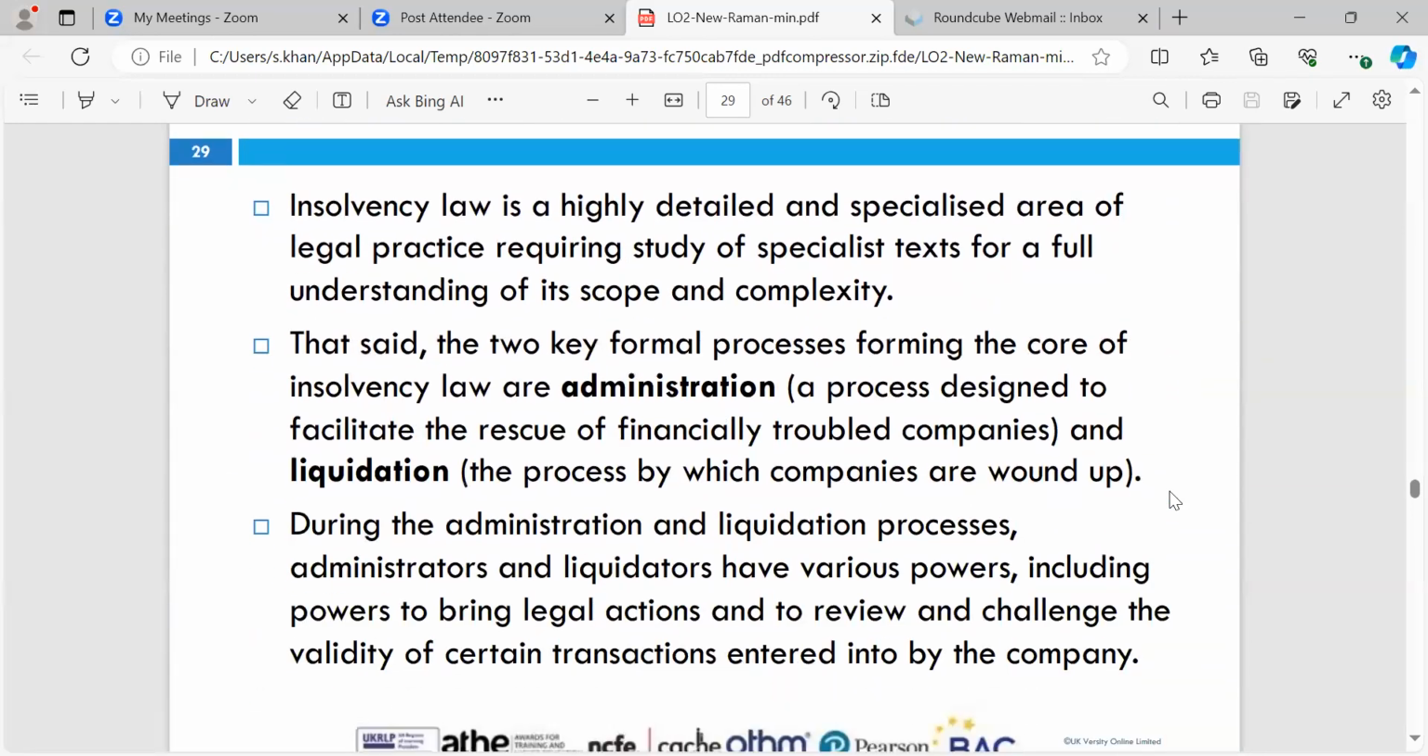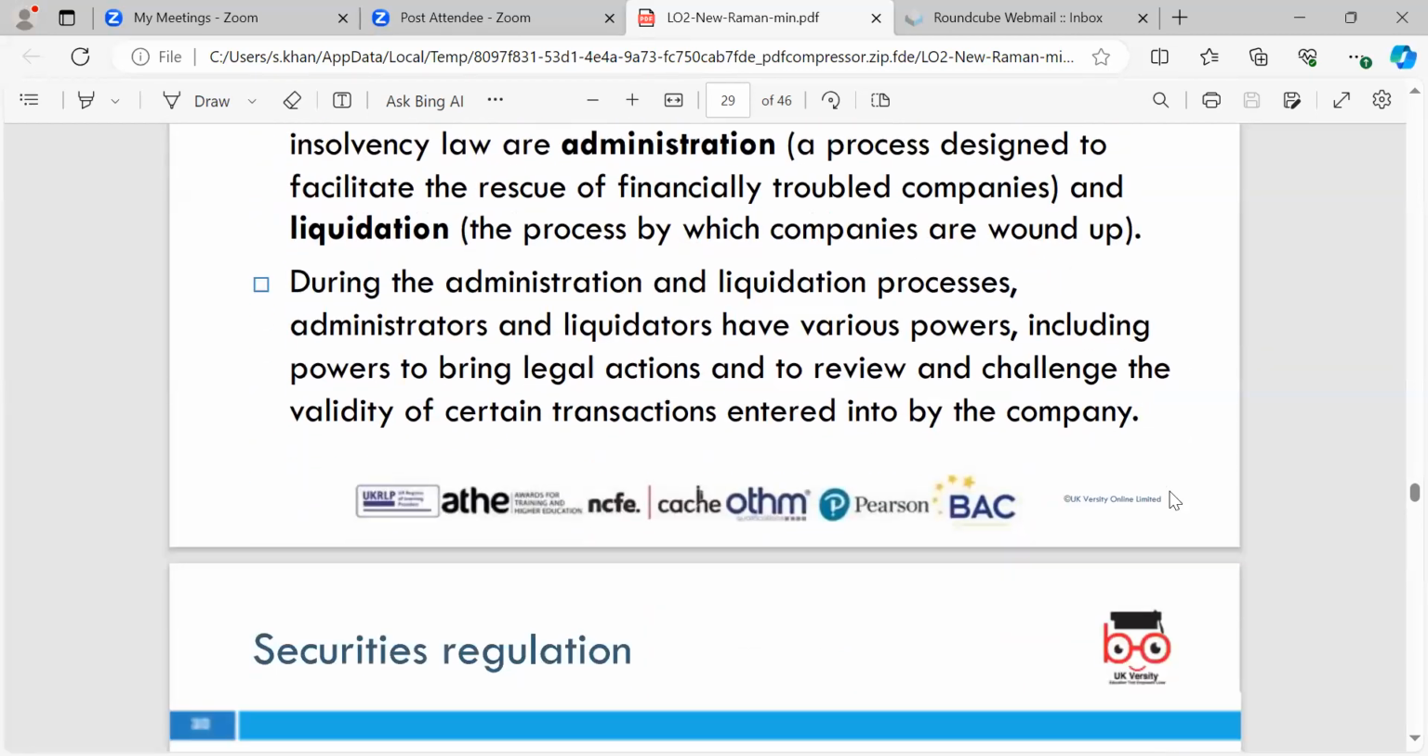Insolvency and administration. Insolvency law is a highly detailed and specialized area of legal practice, requiring study of specialist texts for a full understanding of its scope and complexity. That said, the two key formal processes forming the core of insolvency law are administration and liquidation. During the administration and liquidation processes, administrators and liquidators have various powers, including the power to bring legal actions and to review and challenge the validity of certain transactions entered into by the company.